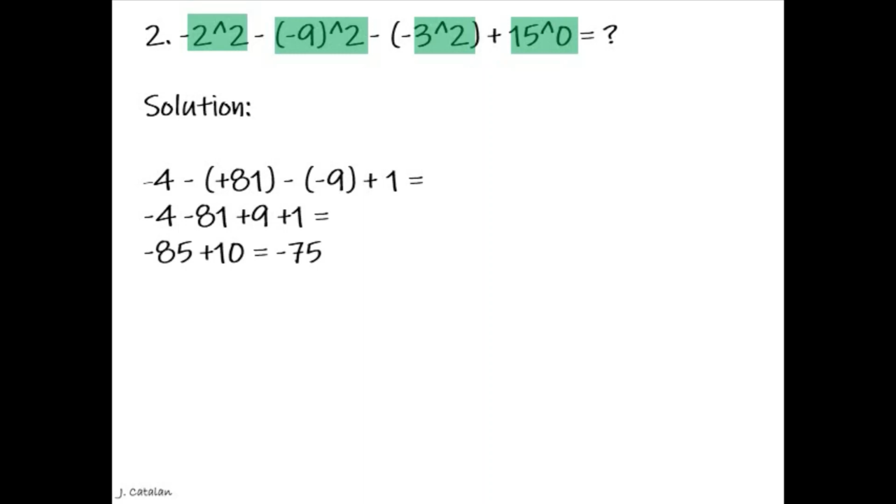Now having this figure -85, +10. Back to the rules, if both have different signs, subtract, and carry the sign of the bigger value. If both have the same sign, add and carry the common sign. The result is now -75.